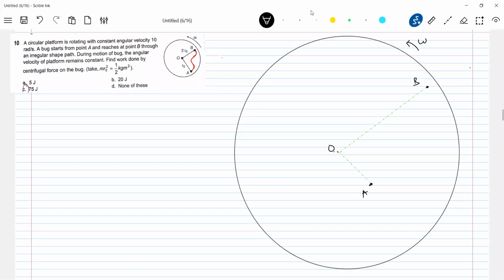The insect will have some mass, m, and r naught square, he has given some value. That insect will have mass. So here I'll draw the insect. This is a bug. This bug will move in an irregular path and will reach there. The angular velocity remains constant. Find the work done by centrifugal force acting on the bug. How will the centrifugal force act? It will always act radially, no?